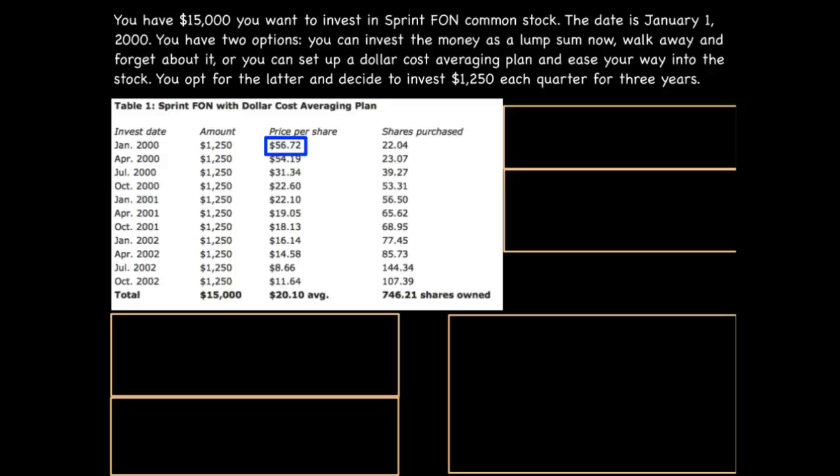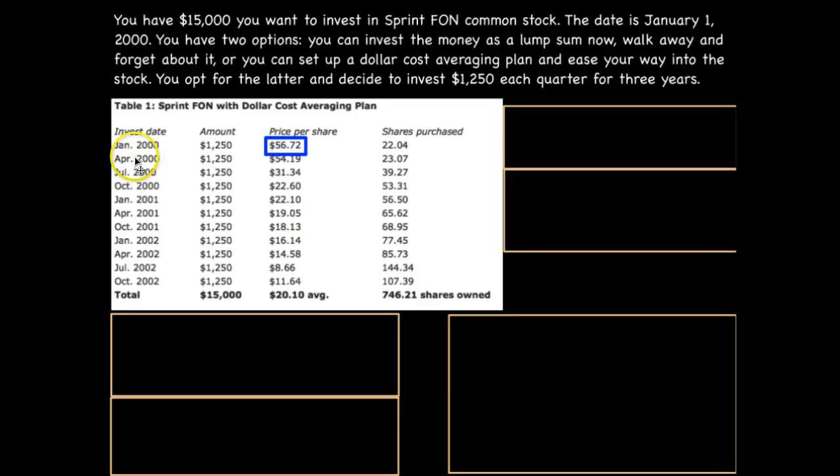Let's say you have $15,000 that you want to invest in Sprint. The date is January 1, 2000, and you have two options. You can invest all that money as a lump sum and then walk away and forget about it, or you can set up a dollar cost averaging plan and ease your way into this stock. You opt for the latter and decide to invest $1,250 each quarter for 3 years. So let's see what that looks like.